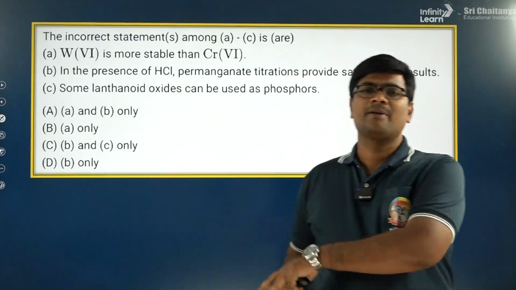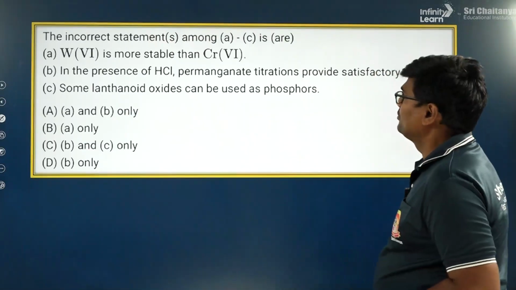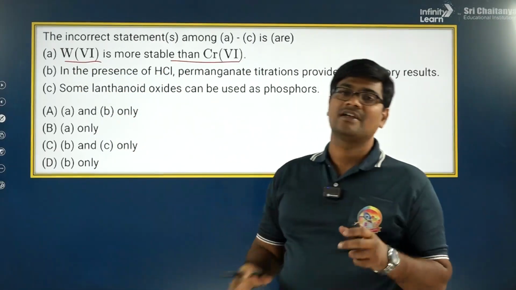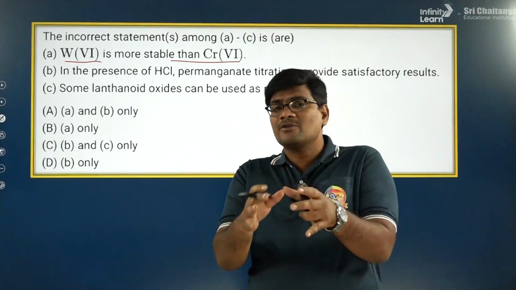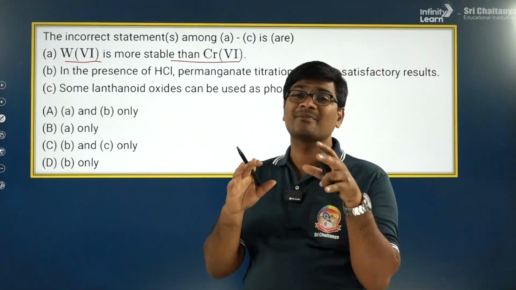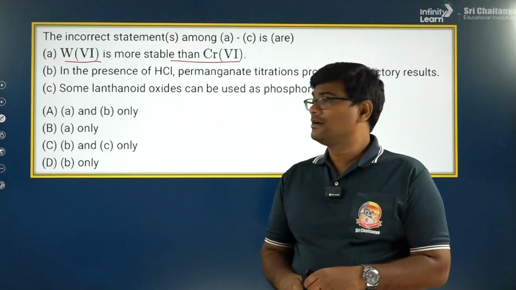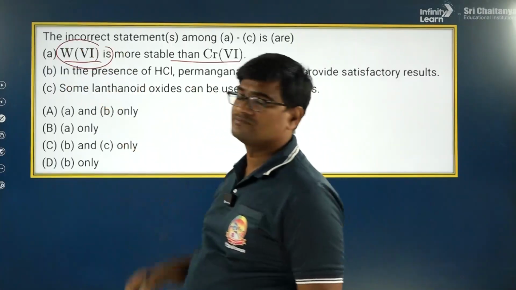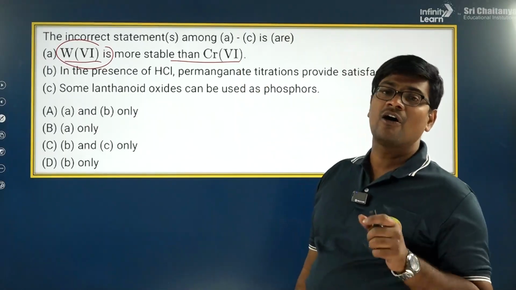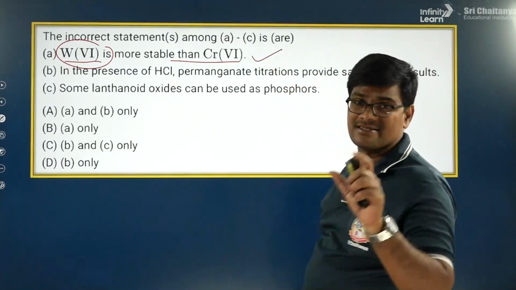The next question again we are coming back to the transition elements and the statements in NCERT. The incorrect statements among A to C are, they have given. Tungsten 6 is more stable than chromium 6. This statement is mentioned in NCERT. If you go for main group elements, especially p block elements, down the group, higher oxidation states are unstable due to inert pair effect. But in case of transition elements, we don't observe the inert pair effect. Here, tungsten 6 is more stable than chromium 6 due to strong metallic bond. So that is right statement from the NCERT directly.